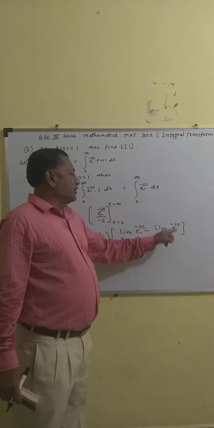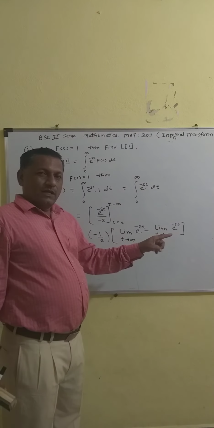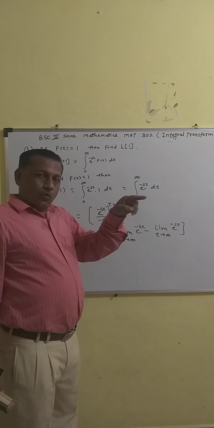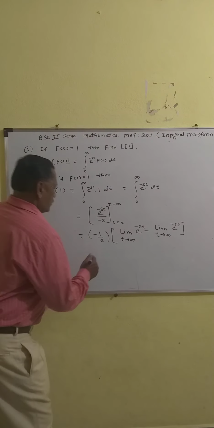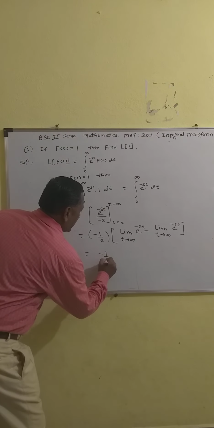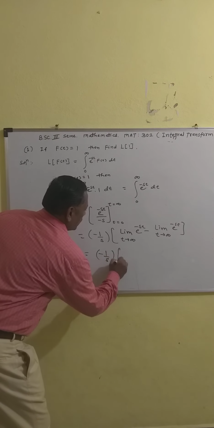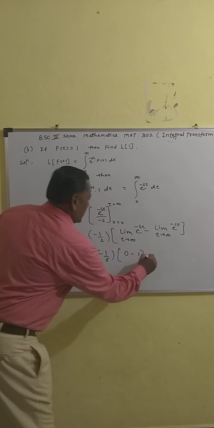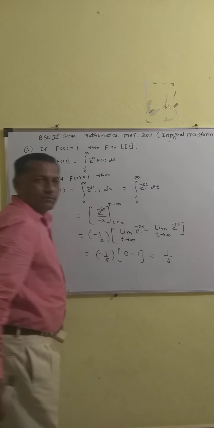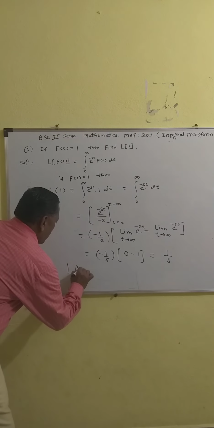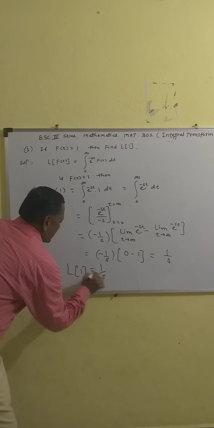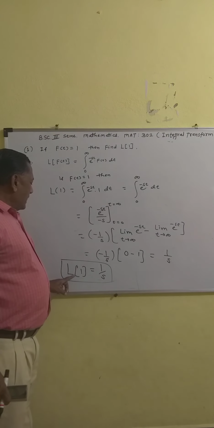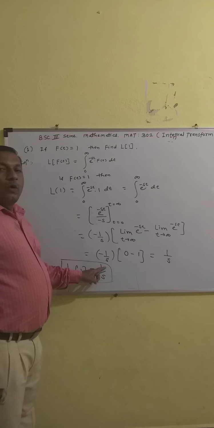And for e raised to minus st, 1 upon e raised to st, at t equal to 0, 1 upon e raised to 0. E raised to 0 means 1. 1 upon 1 means 1. So it is equal to minus 1 upon s into 0 minus 1, which is equal to 1 upon s. Therefore, the Laplace transform of 1 is equal to 1 upon s. Here s is the parameter. Instead of s, if you take the parameter p, then the Laplace transform of 1 is equal to 1 upon p.